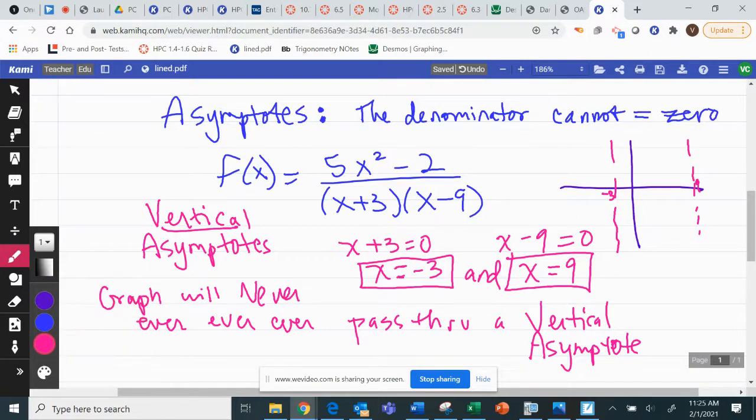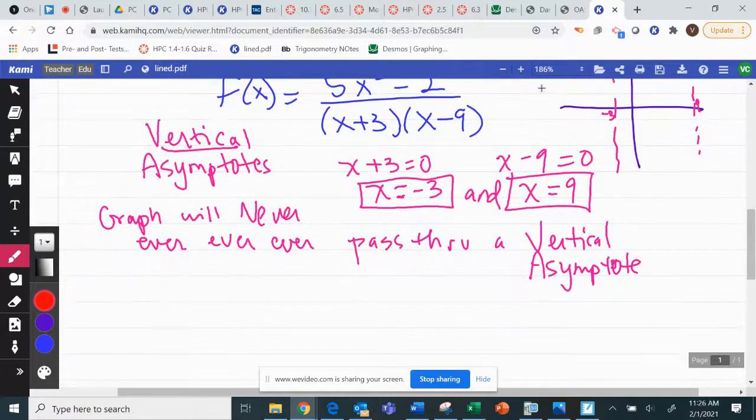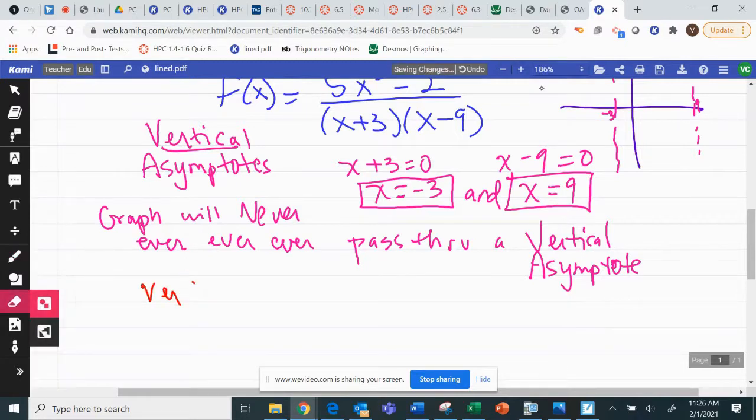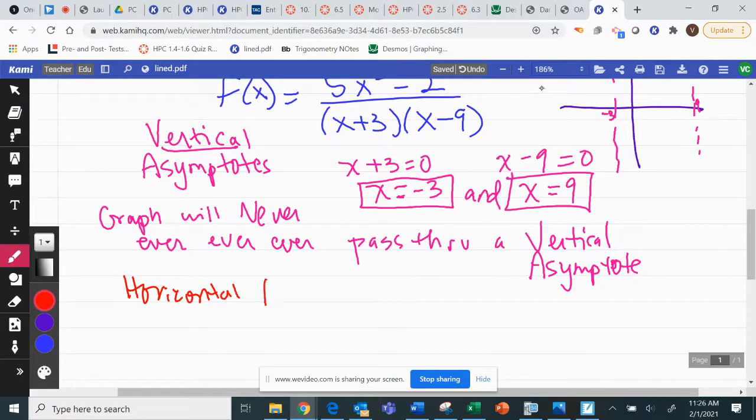There is a horizontal asymptote for this, which I will show you how to find, but I'm just going to tell you what it is right now. Am I saying vertical? I meant horizontal. The other way. There is a horizontal asymptote for this. It's going to be at y equals 5.